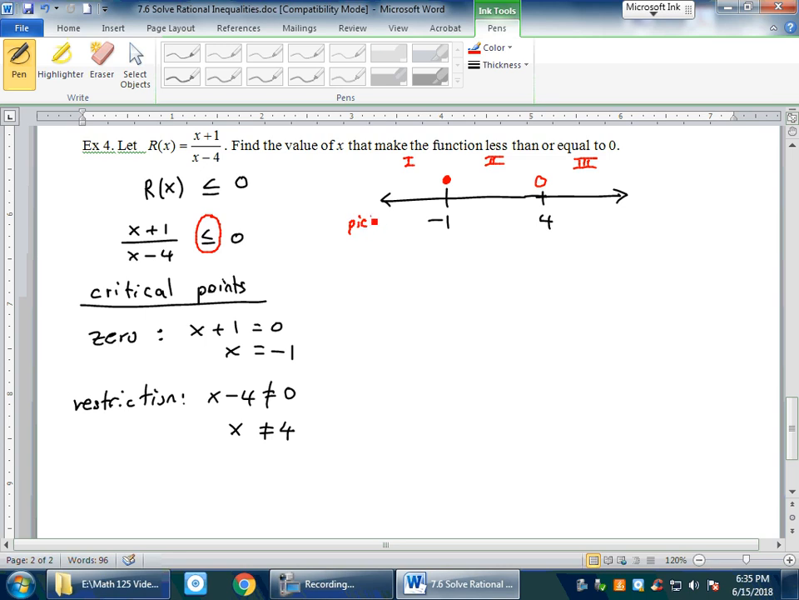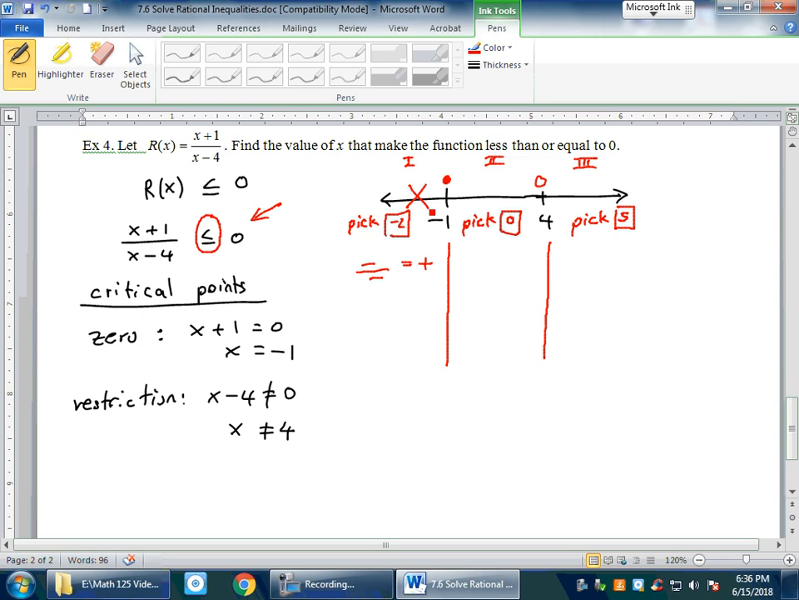So I'm going to pick a number on each interval, and the smaller number is better, right? You can pick any. So now I'm going to test it into this inequality. So when I substitute negative 2 on the left hand side, the numerator negative 2 plus 1 is a negative result. Denominator negative 2 minus 4 is also a negative result, which will give me a positive final answer. And we know that a positive number cannot be less than 0, so this is not good.